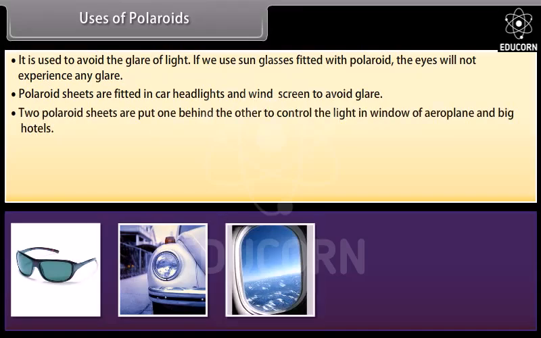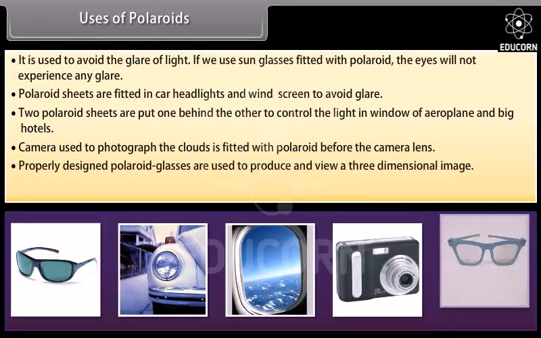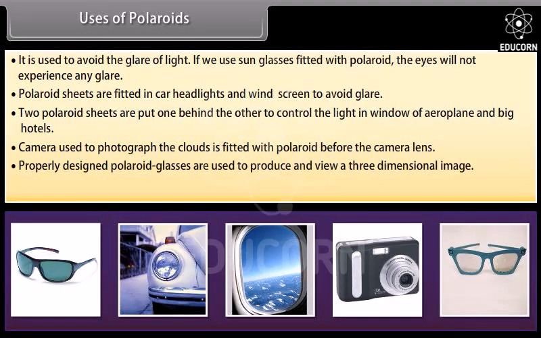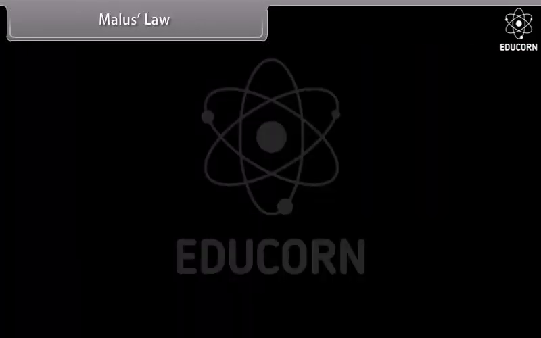Two Polaroid sheets are put one behind the other to control the light in windows of aeroplanes and big hotels. A camera used to photograph the clouds is fitted with Polaroid before the camera lens. Properly designed Polaroid glasses are used to produce and view a three-dimensional image. They are also used for studying optical properties of metals. Malus's law.